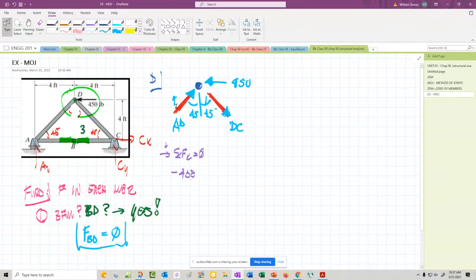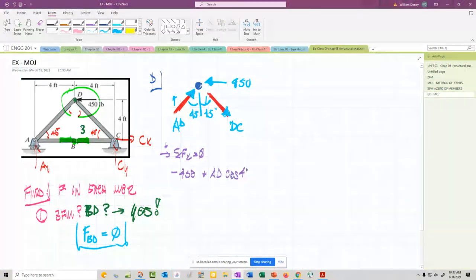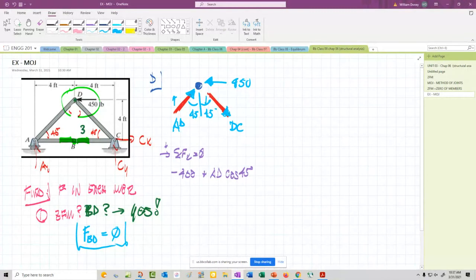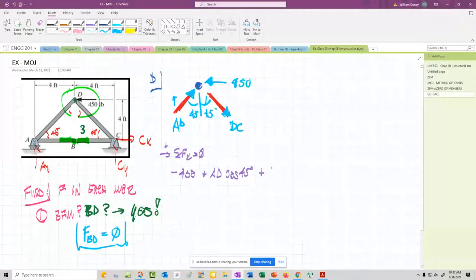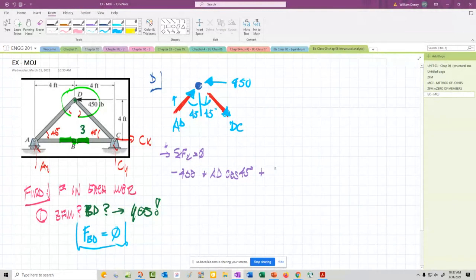Minus 450 plus AD cosine 45 plus CD cosine 45, that should all equal zero. All right, that doesn't help me solve it, because in this situation I still have two unknowns, so I need a second equation to solve that.